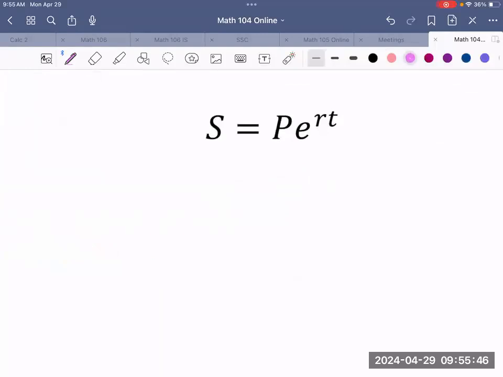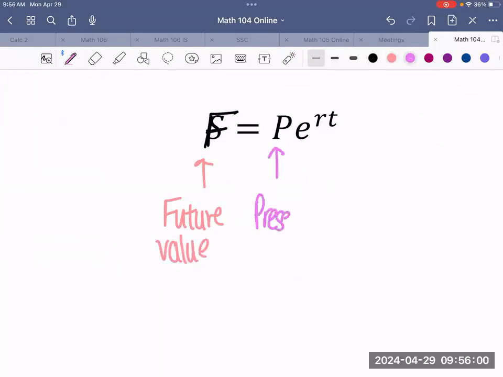So like last time, you can change S to F if you like, F being your future value, P being your present value, or your principal. e is your number, r is your rate, and t is your time.